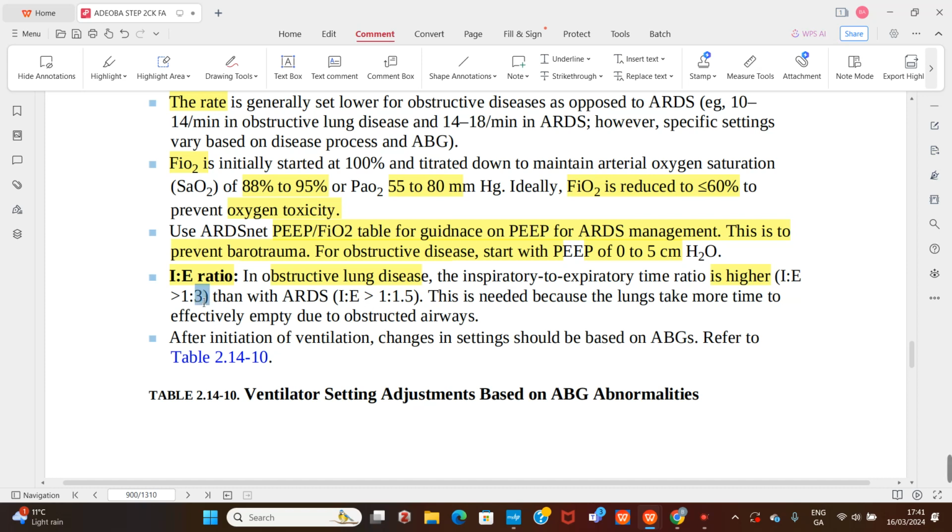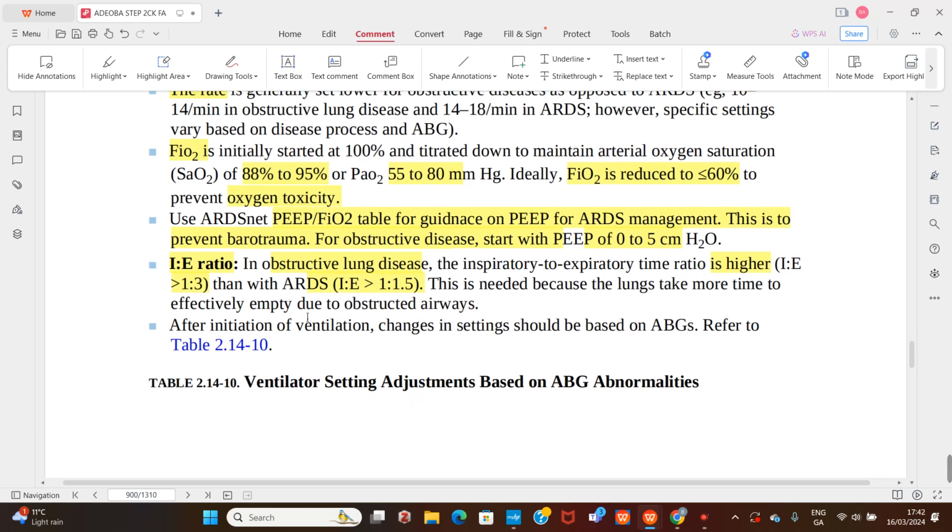So this one would be very good for somebody with obstructive lung disease, while a lower one would be very good for somebody with restrictive lung disease.